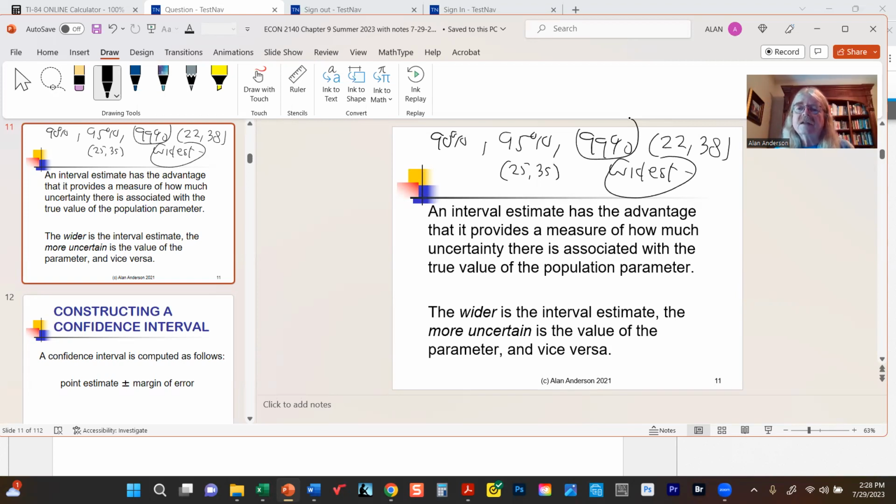And by the way, this means that the margin of error, instead of being 5, is 8. Because here, remember, it was 5. And then let's say here, we have 27 up to 33, and the margin of error is only 3. Because we're allowing for a 10% chance that our population mean is not in there anywhere.